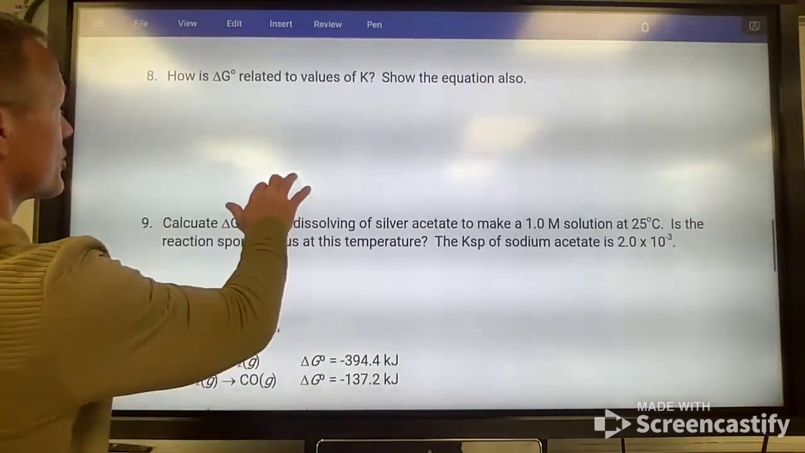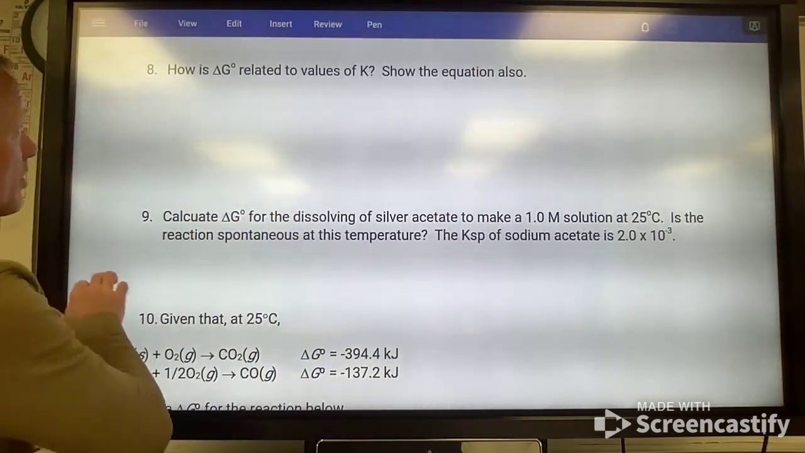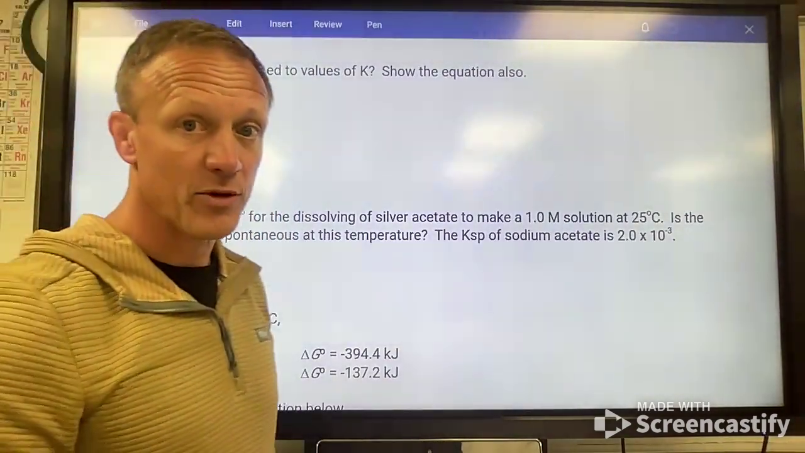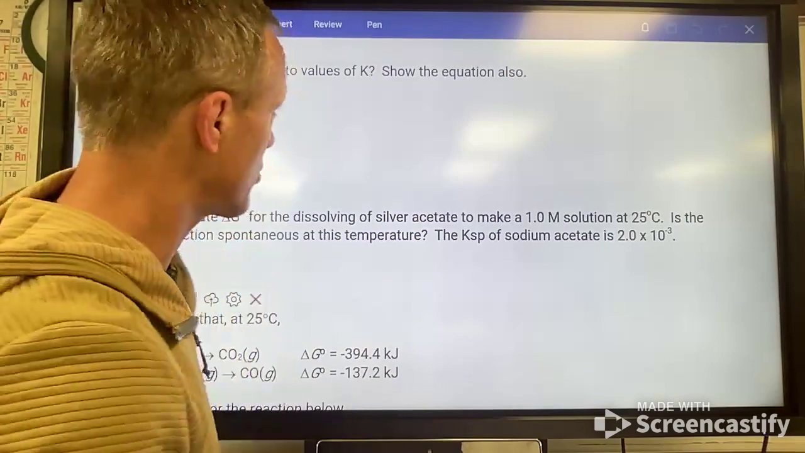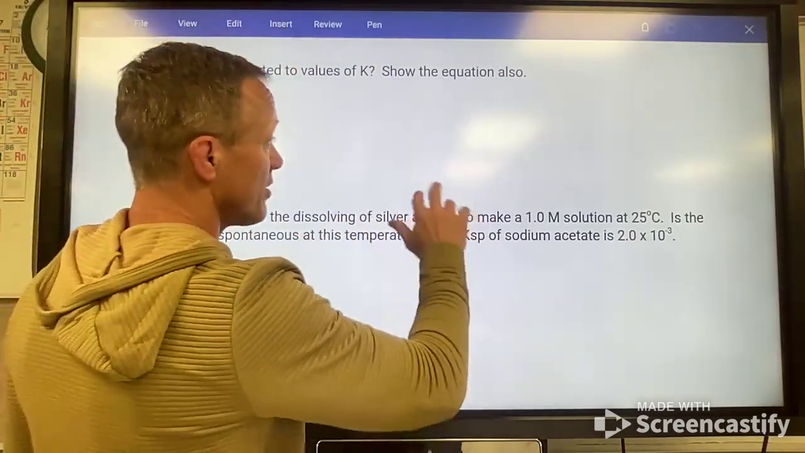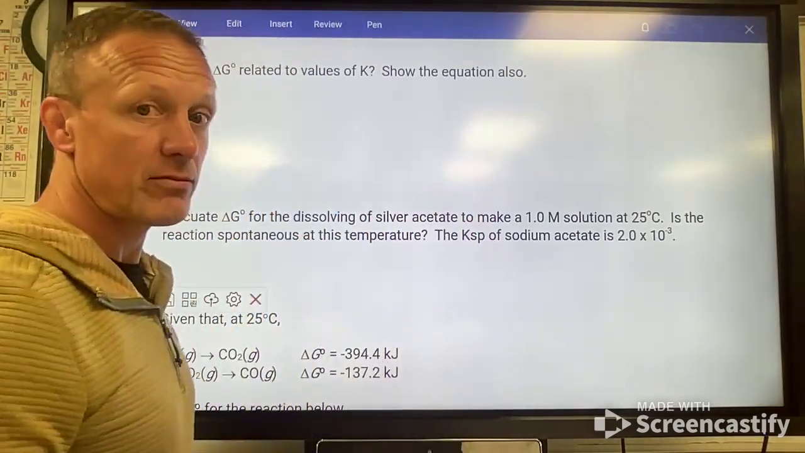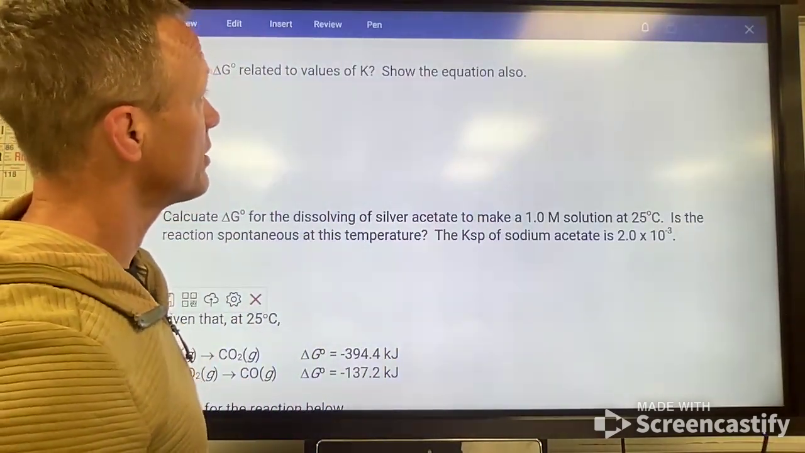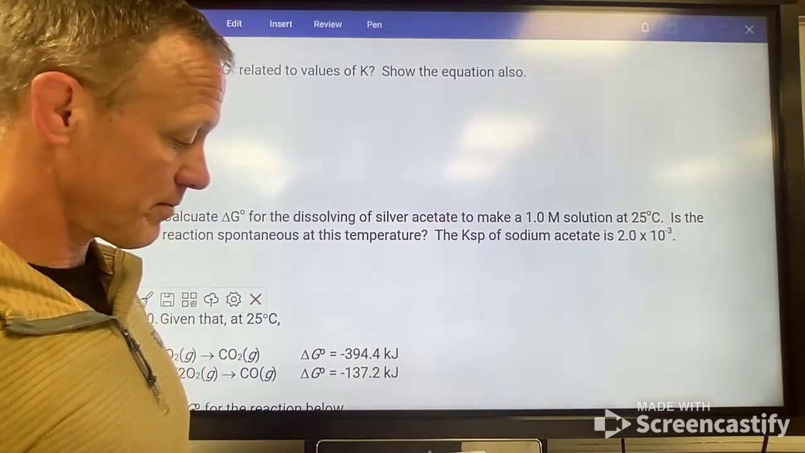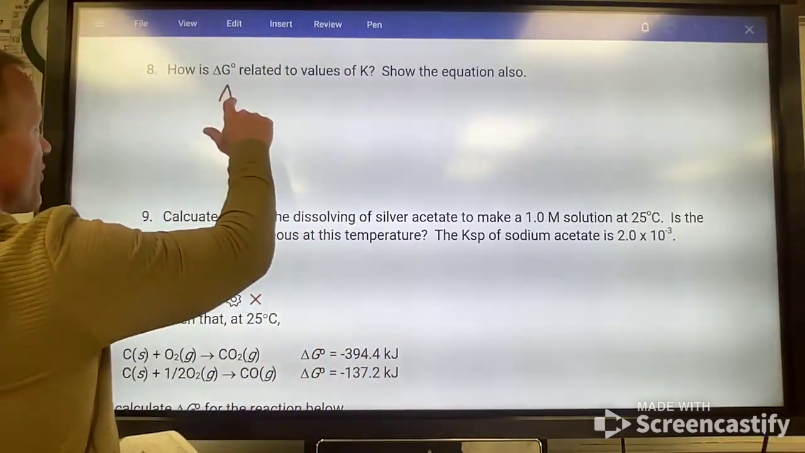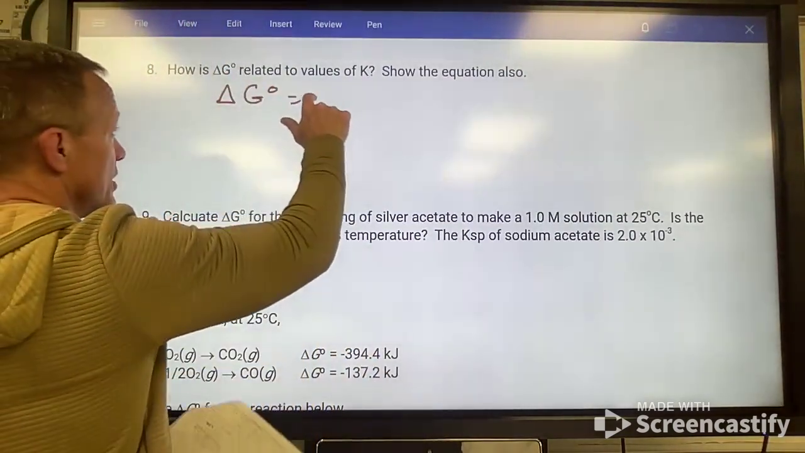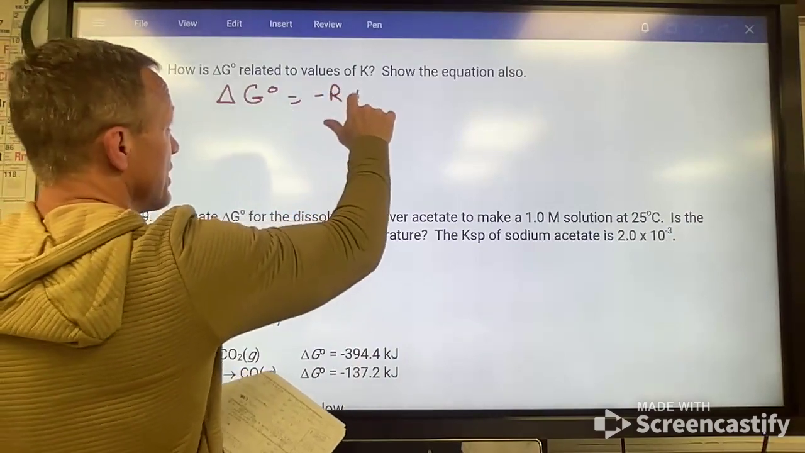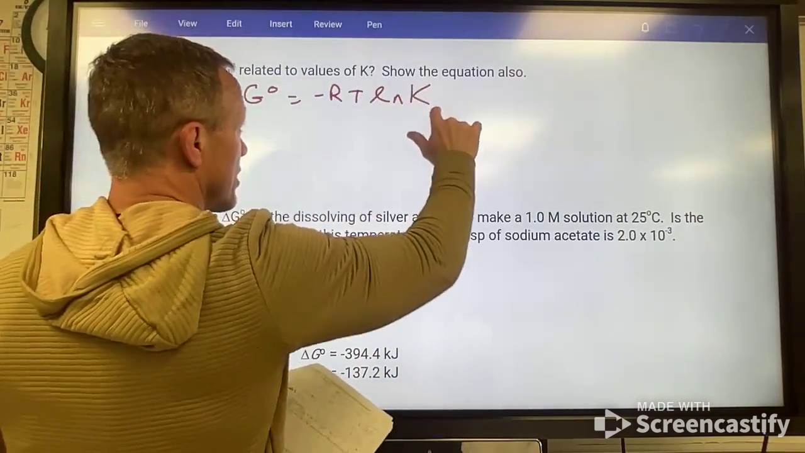8 is an important question. So how is delta G related to values of K? Remember, K is your equilibrium constant. When you have something in equilibrium, like your products over your reactants, there's an equation for that. Delta G standard equals negative RT ln of K.